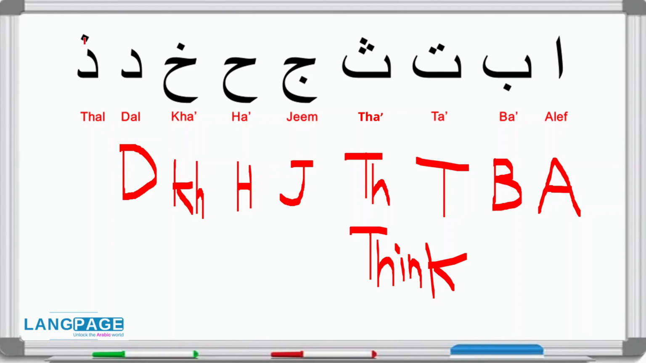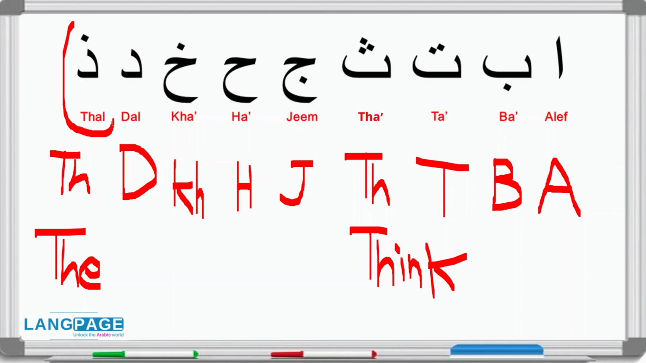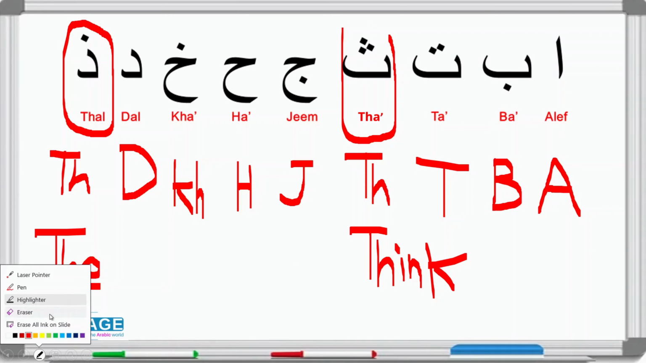The last letter for my lesson here is Thal. Did you see? Here I am having another TH, but here not the same as think. No, here my TH is like in the word the. So that's why I will say Thal. So this one is Thal, this one is Tha. But both of them in English, they are similar to the letter TH.